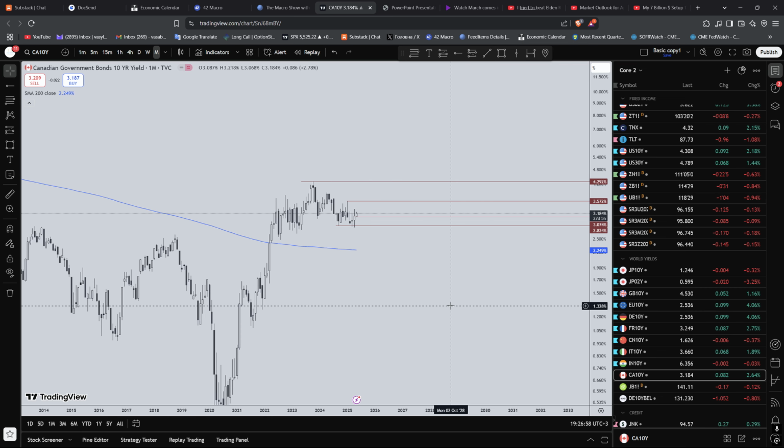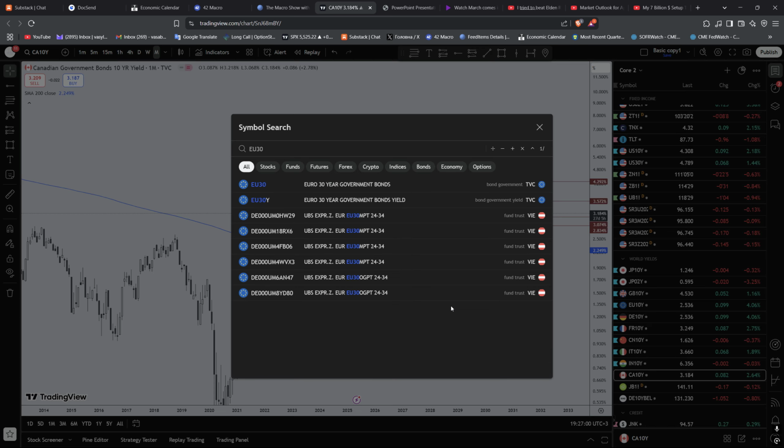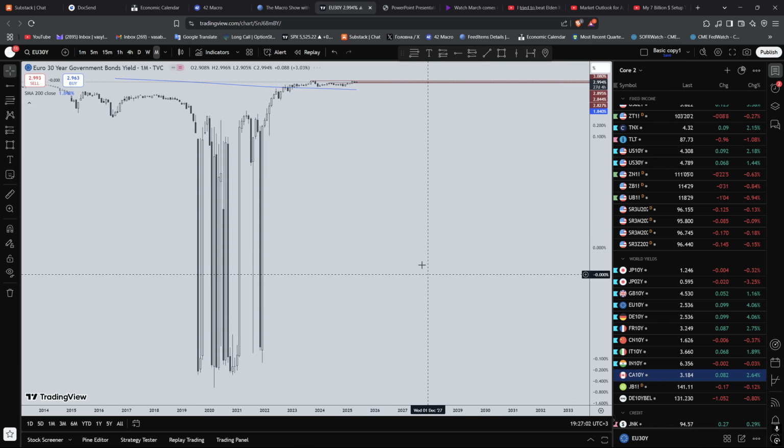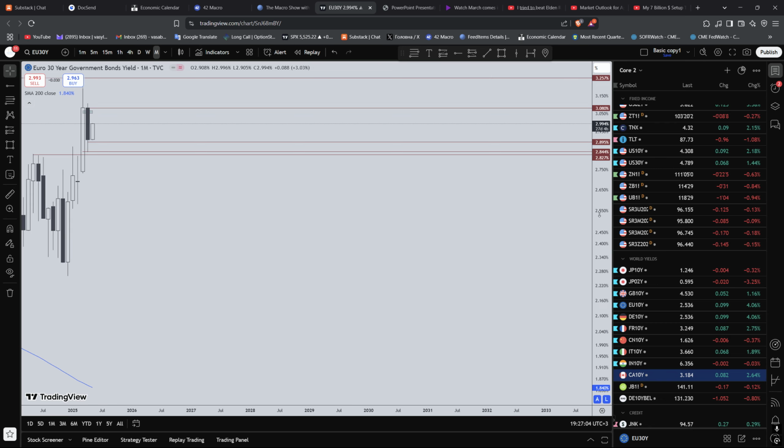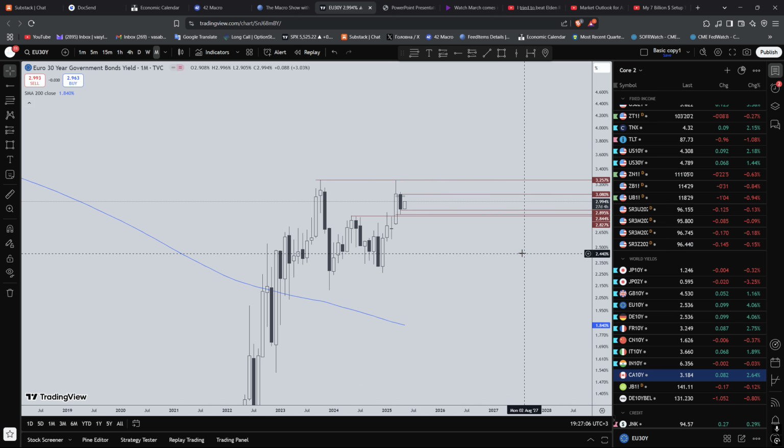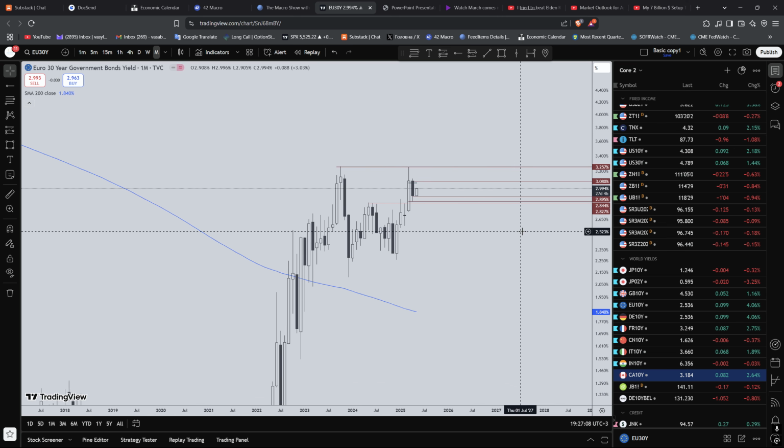Now let's look at the EU 30-year. And the signal here is beautiful, unbelievably clear. It is so clear. It's why I'm becoming, by the day, more and more inclined to short TLT on the back of this. This is what we have.